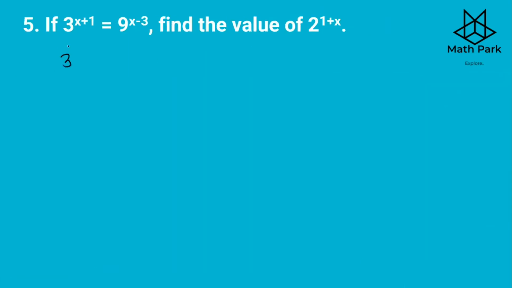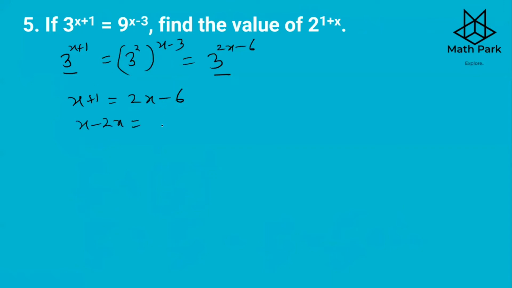So we have 3 raised to x plus 1, let it be as it is. And 9 is 3 raised to 2, raised to x minus 3, which is 3 raised to 2 into x is 2x, and 2 into minus 3 is minus 6. We have the base same, so we equate the power. So we have x plus 1 is equal to 2x minus 6. Bring this 2x here. So x minus 2x is equal to plus 1 goes here, becomes minus 1, minus 6 minus 1. x minus 2x is minus x is equal to minus 7. So you get x is equal to 7.